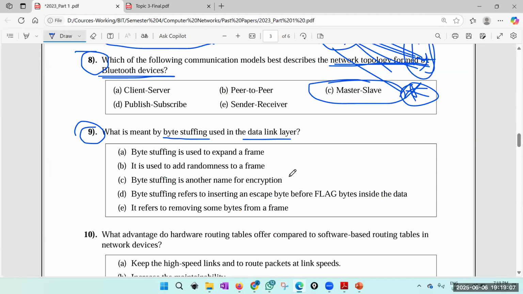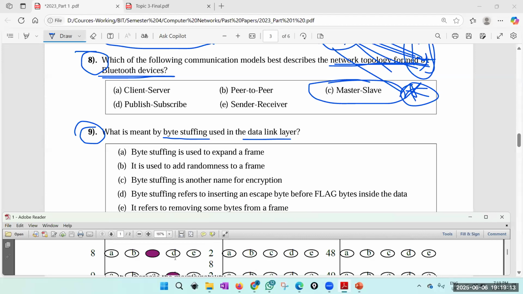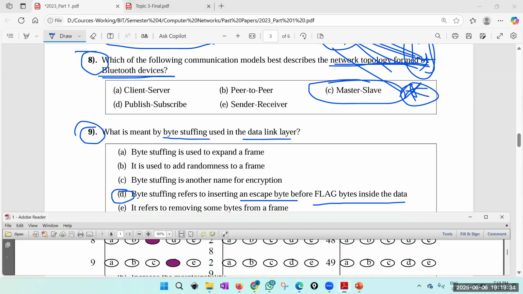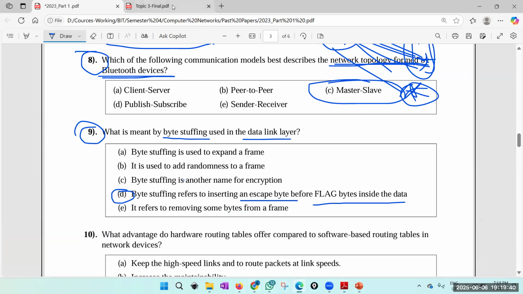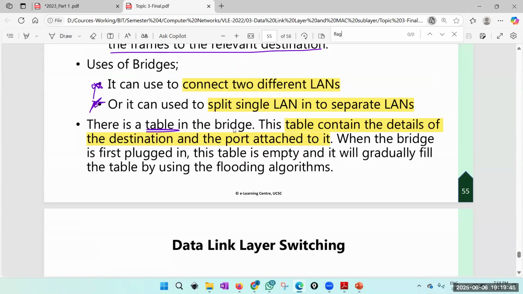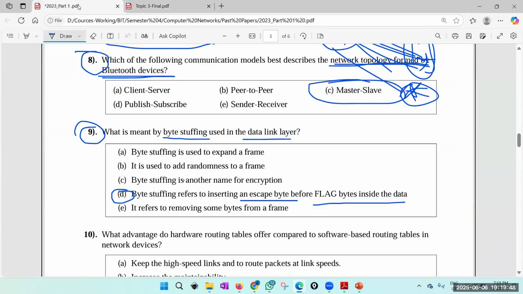Okay. By the way, what is the exact answer given in the answer sheet? Ninth one. D. Byte stuffing refers to inserting an escape byte before flag bytes inside the data. I don't know what that is. Maybe a very special thing. Let's see whether they have mentioned something like that in the flag. Not mentioned something like that also. Anyway, I'm not very sure about that.